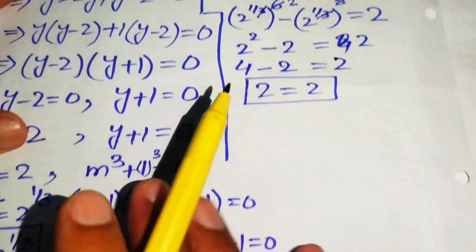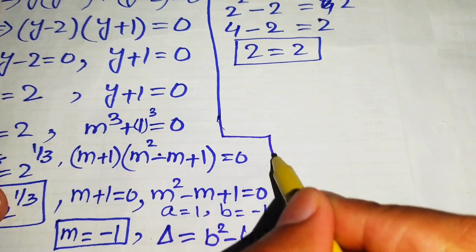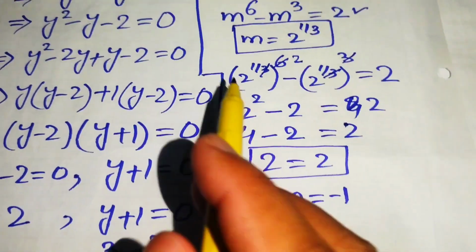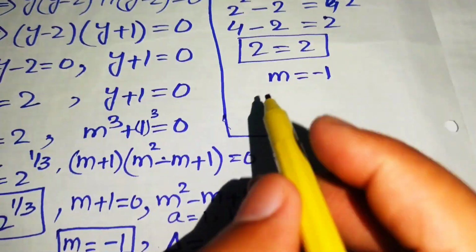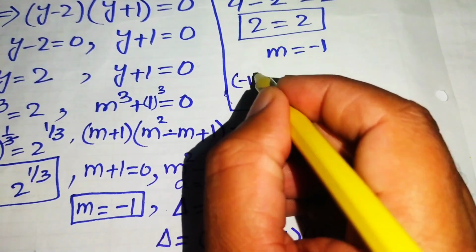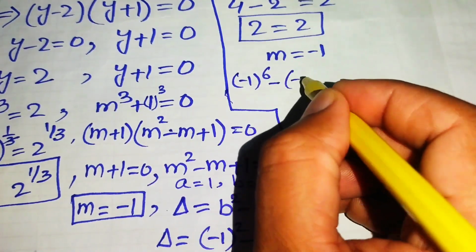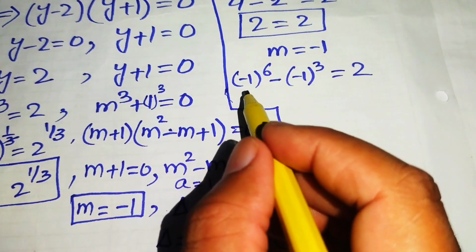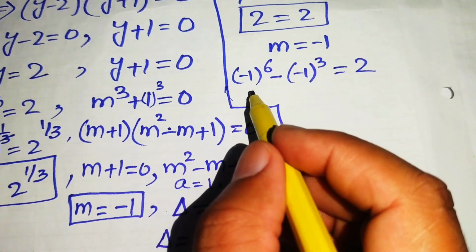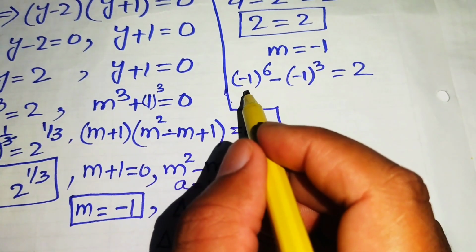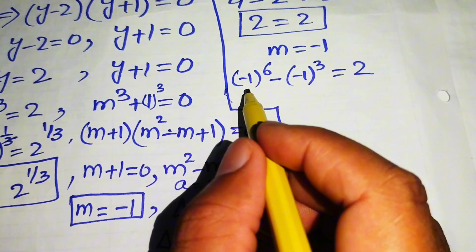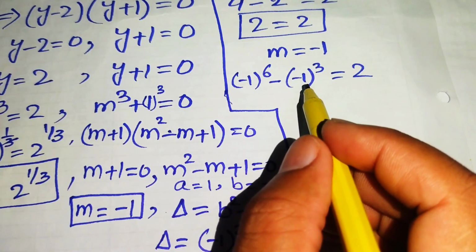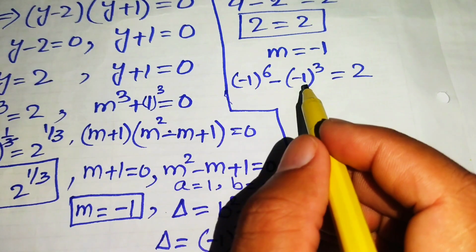So now we check m equals minus 1. Now we put m equals minus 1 in the left hand side of this given question, and we get here minus 1 to the power of 6 minus minus 1 to the power of 3 equals 2. So here we know that if the exponent of minus 1 is an even number, it will give us a positive value, and if the exponent of a negative term is an odd number, then it will give us a negative value.